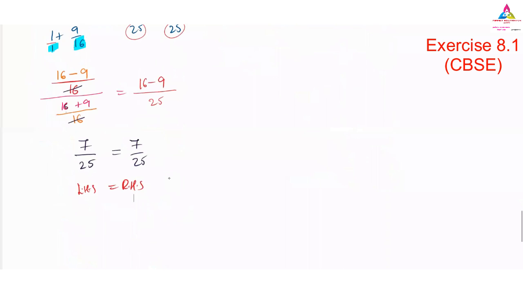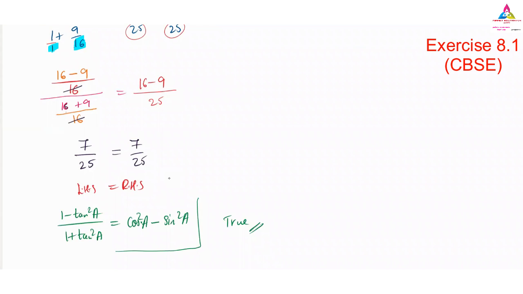square A. Down here I can write 1 minus tan square A divided by 1 plus tan square A is equal to cos square A minus sin square A. That is true, because, not that they have given it, but it is true. So this is your answer.